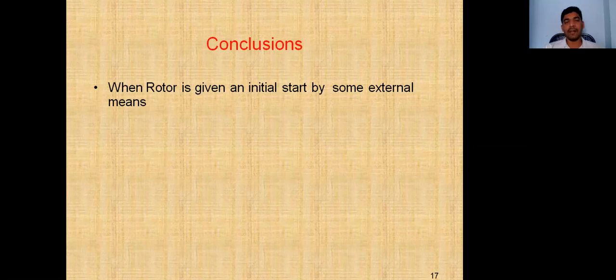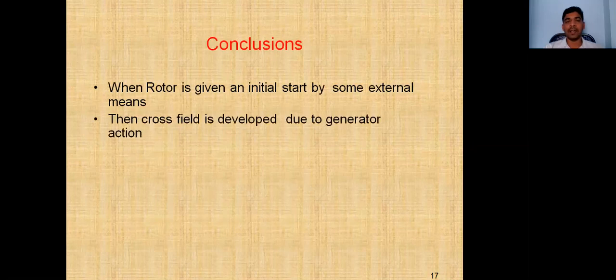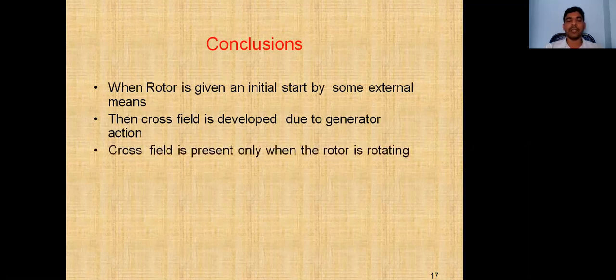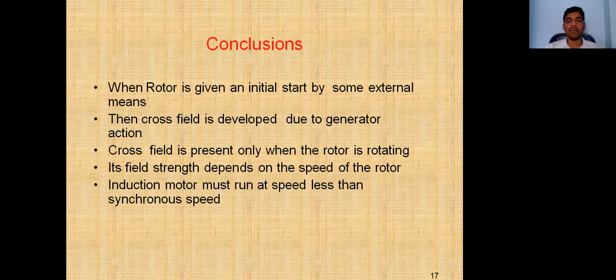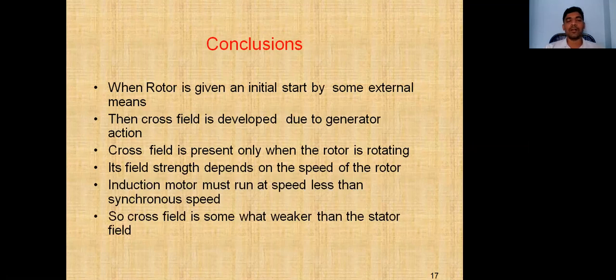When the rotor is given an initial start by some external means, then a cross field is developed due to generator action. The cross field is present only when the rotor is rotating. Its field strength depends on the speed of the rotor. An induction motor must run at a speed less than synchronous speed, so the cross field is somewhat weaker than the stator field.